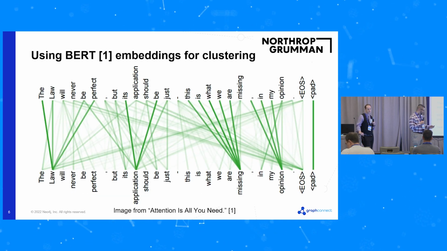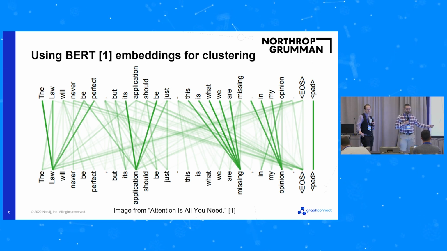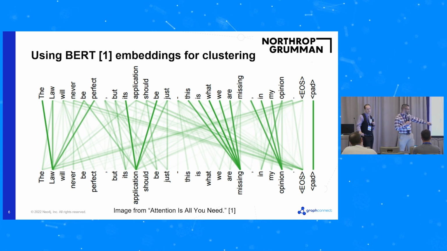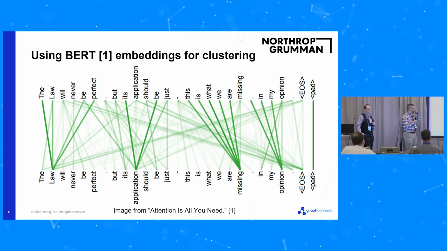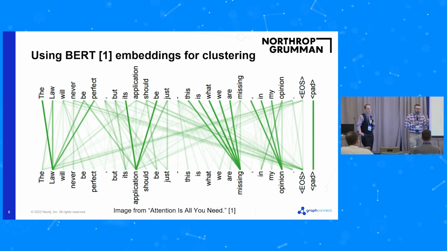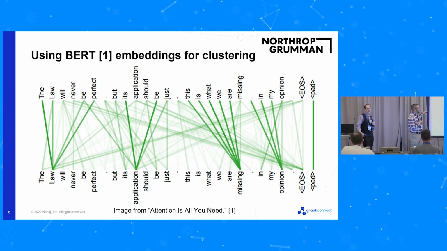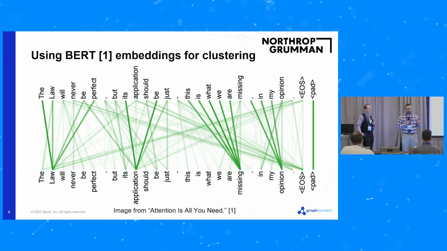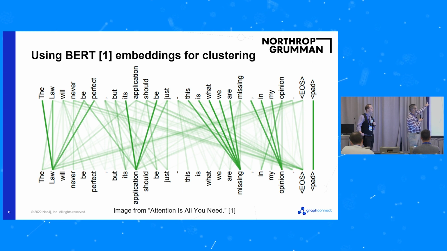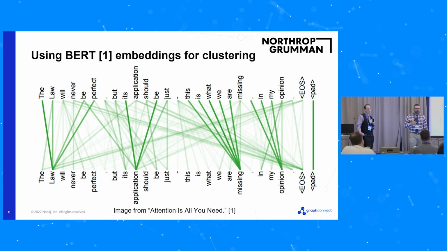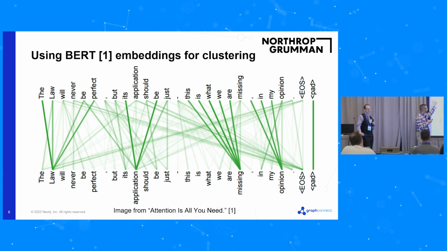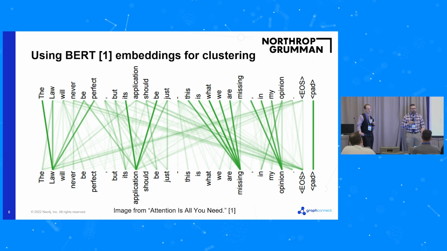So basically, this is an image from the original BERT paper, which is called "Attention Is All You Need." If you don't know about BERT, this is where you should start, by reading this paper. But one of the things that makes these transformer-type neural nets so powerful is they create these attention vectors between the words of the sentences. So this sentence is, "The law will never be perfect, but its application should be just," blah, blah, blah. Okay?